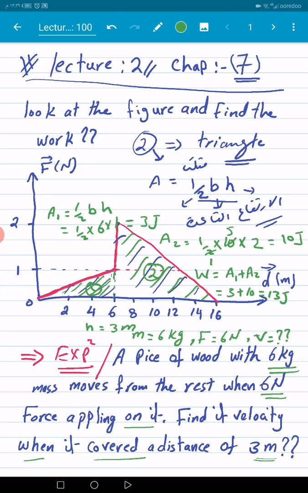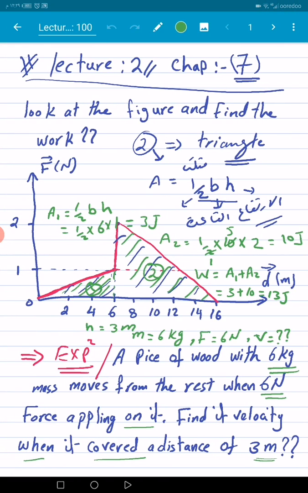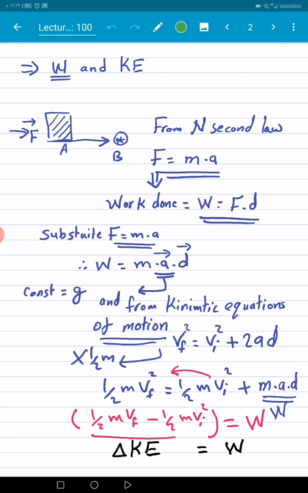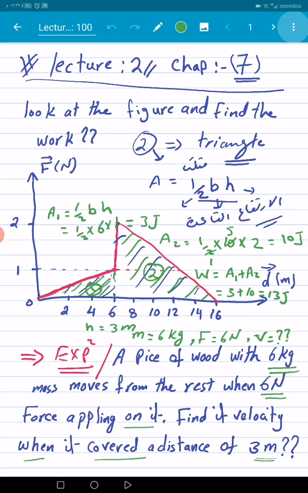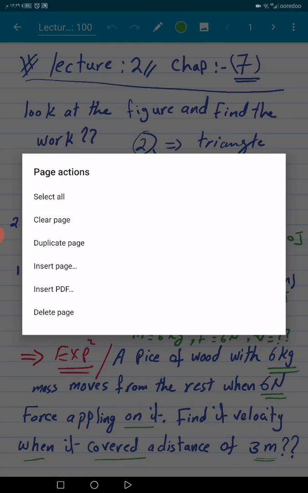Okay, so we start. I start to solve it with a new page. Insert page.